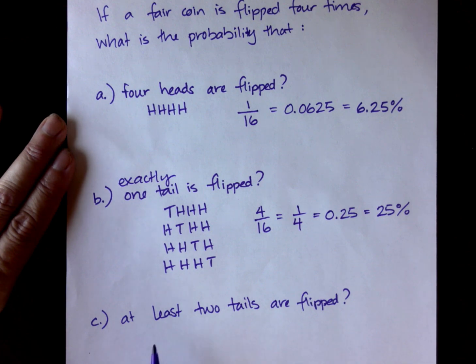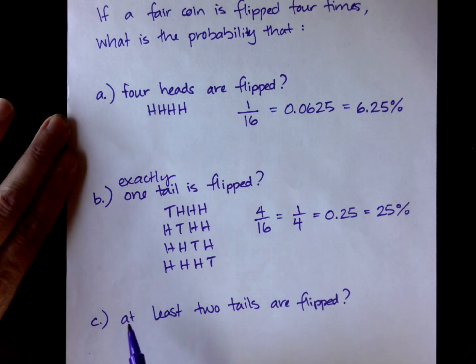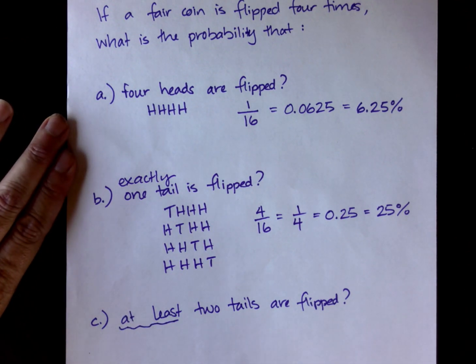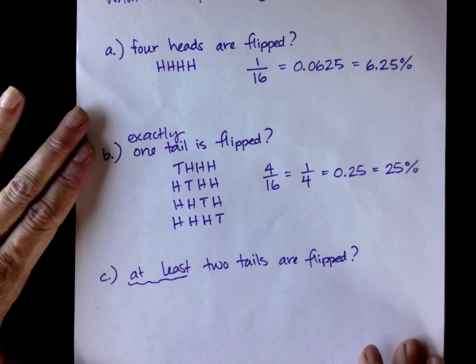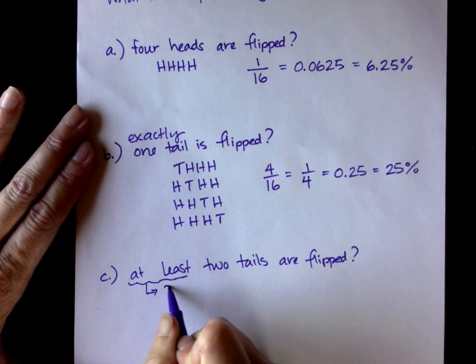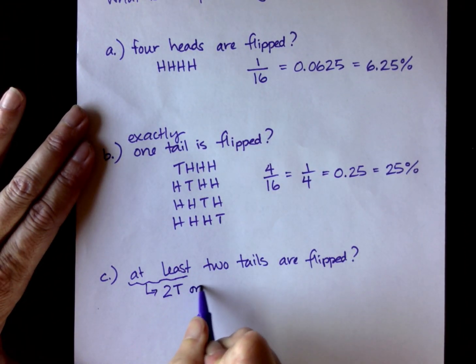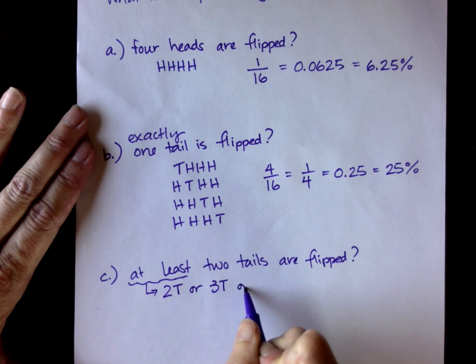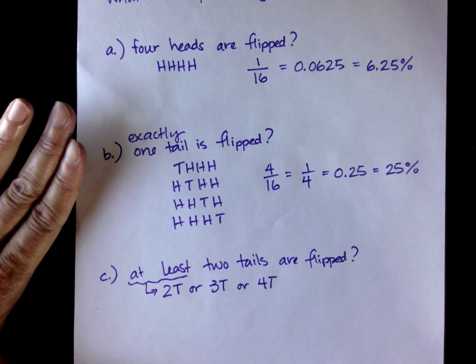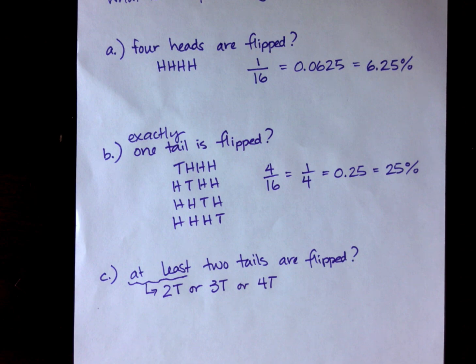Last one, letter C, we would like at least 2 tails being flipped, at least. And that means that we could have 2 tails, or 3 tails, or 4 tails. At least 2. For this one, this is a lot of things to consider, and you might notice 2 tails or 3 tails or 4 tails, it's a lot of items in our list.